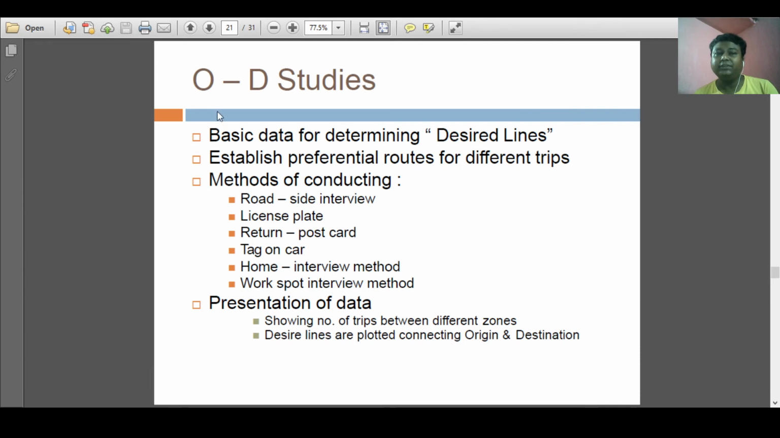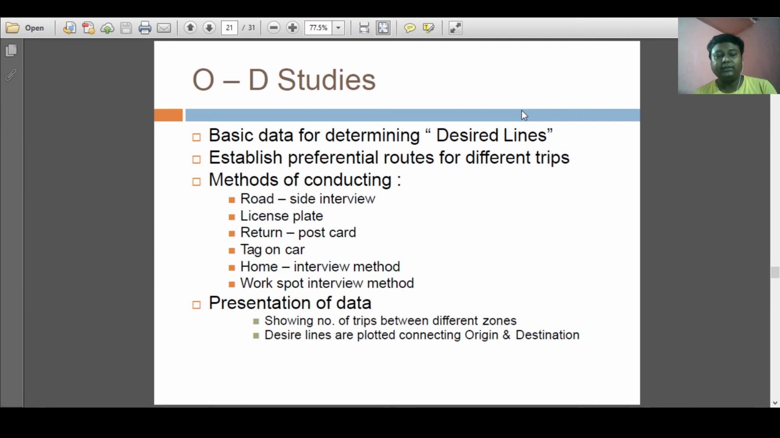O&D is the origin and destination. O for origin, D for destination studies. So the basic data for determining the desired line means, suppose there are two locations. One is origin, which is either your workplace or your home or some place from where you start. Origin is your home or your residence, from where you start your daily travel, and destination is where you are moving to, some theater, some restaurants, some offices, some schools.